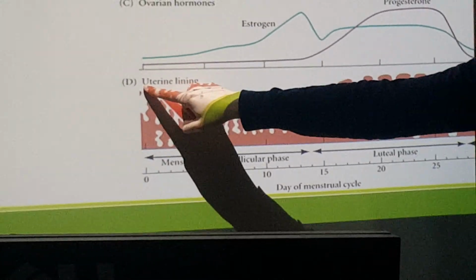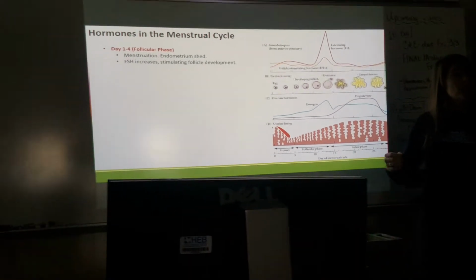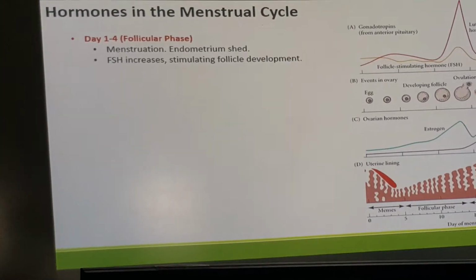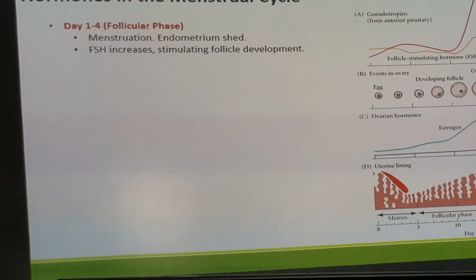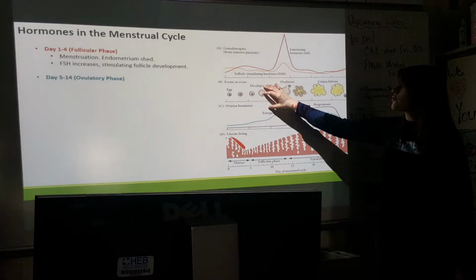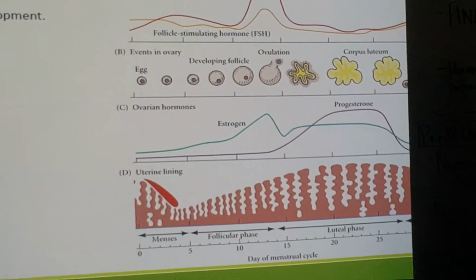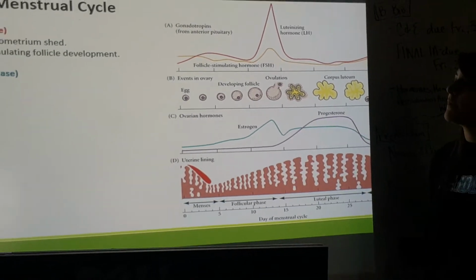When the endometrial lining is shed, FSH, follicle stimulating hormone, is secreted from the pituitary gland. Follicle stimulating hormone stimulates the development of a follicle and the maturation of an oocyte into a mature ovum, ready to be fertilized by sperm.